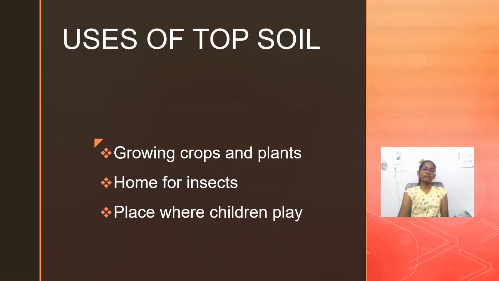Now let us take a look at the uses of the topsoil. The topsoil is used for growing plants and crops, it is used as a home for insects, and it is the place where the children play.